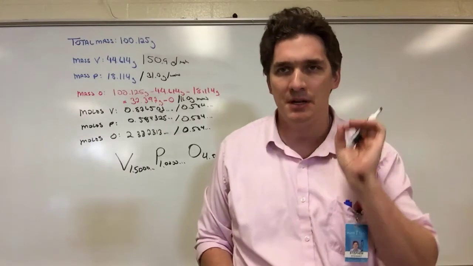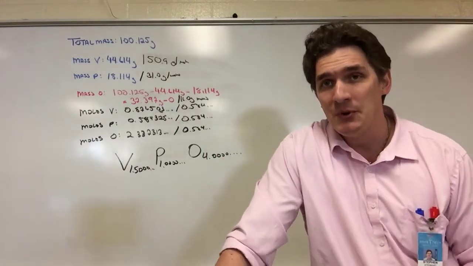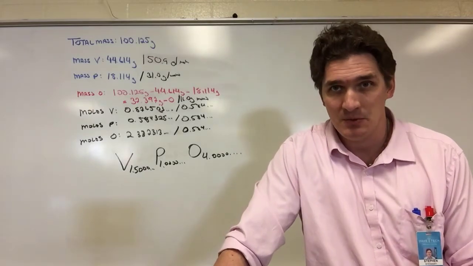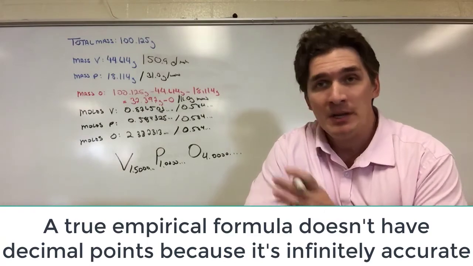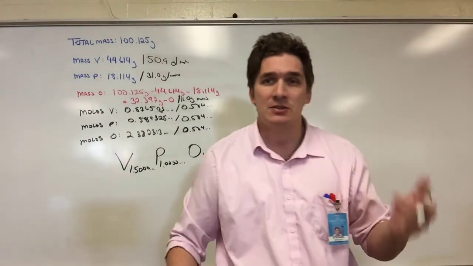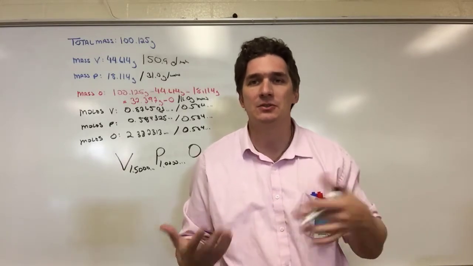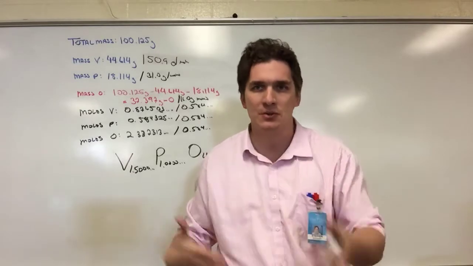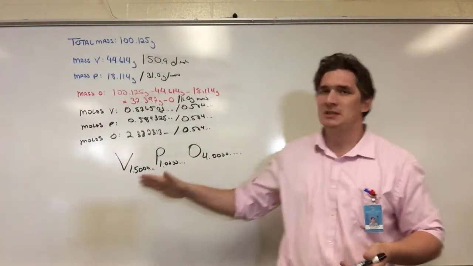Now, here's where you're going to have differences in textbooks and instructors. A true empirical formula does not have decimal points. And the reason it does not have decimal points is it is an infinitely precise number. We can't write an infinite number of zeros. So when we have something like sodium chloride, NaCl, or probably a better example, calcium chloride, CaCl2, it's not 2.000, it's 2.